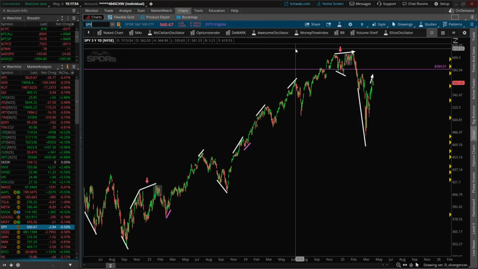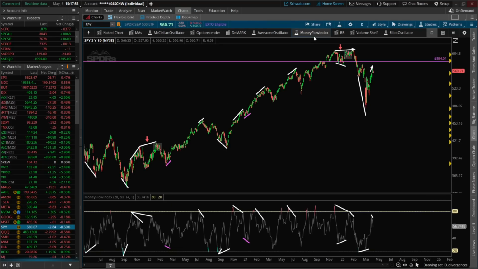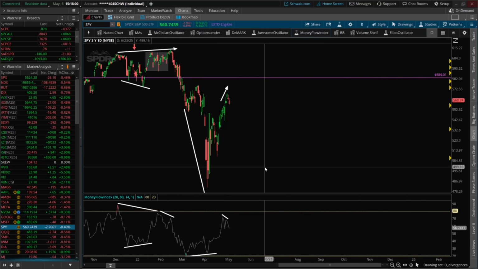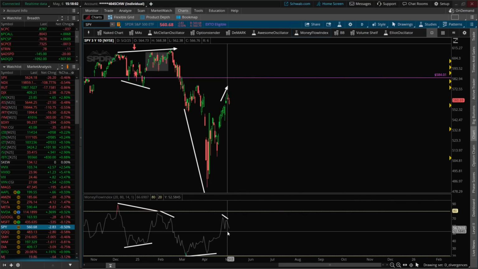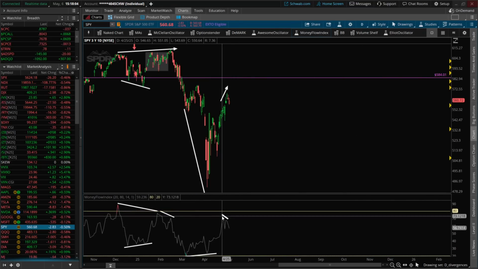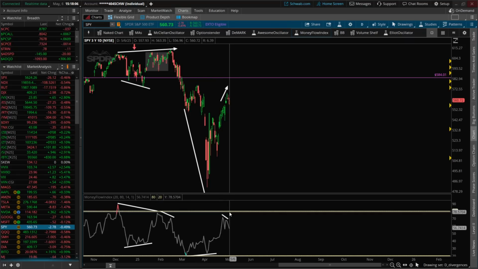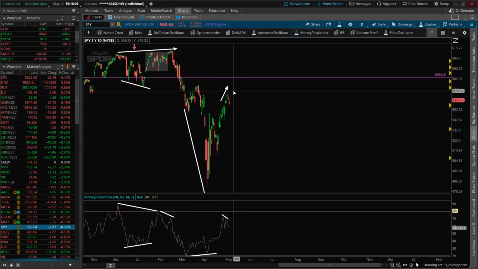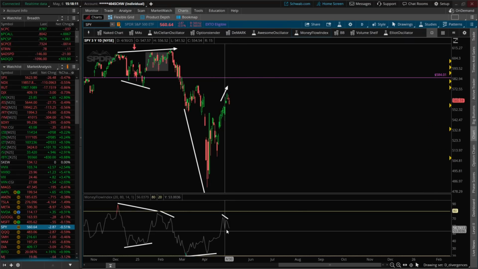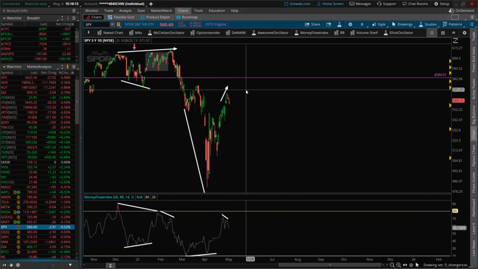All right, we're going to start off with the Money Flow Index. This is a volume indicator and strength. So this is very similar to the RSI with the addition of volume. You see, we didn't even get to the overbought territory. Can we still? Yes, we have to reverse and go higher. And that would leave some room to the upside.